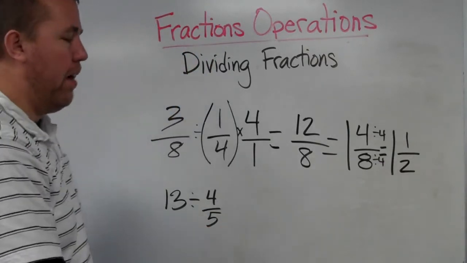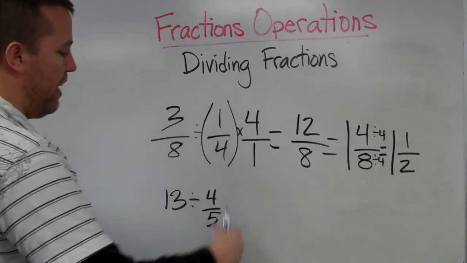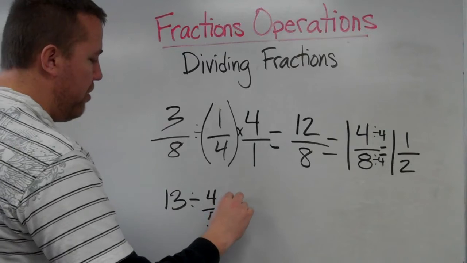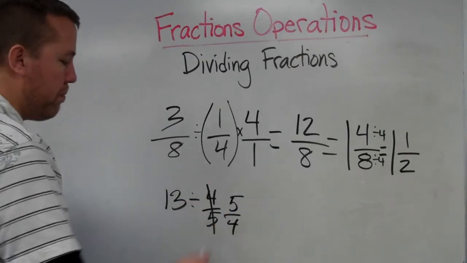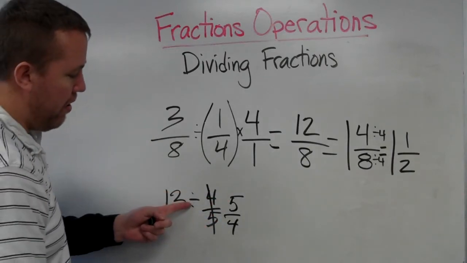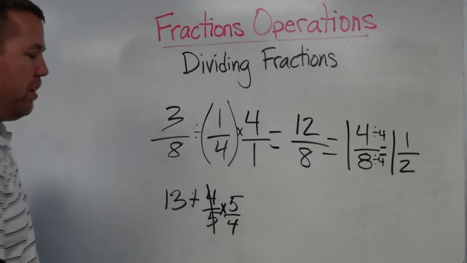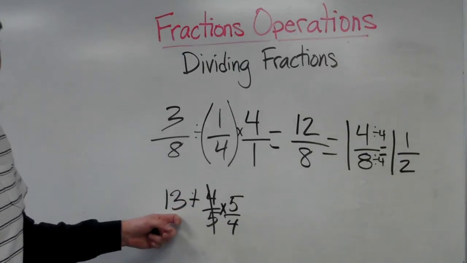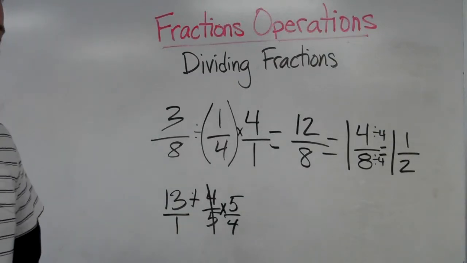So, I want to show you this again. 13 divided by 4/5. We take the inverse of the second number. So instead of 4/5, we're going to make that 5/4. Okay? So I flip that one, and then I flip the division into multiplication. As we learned last lesson, any number divided by 1 equals itself, so let's just make that a fraction.